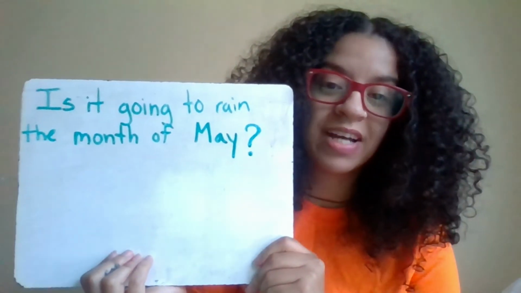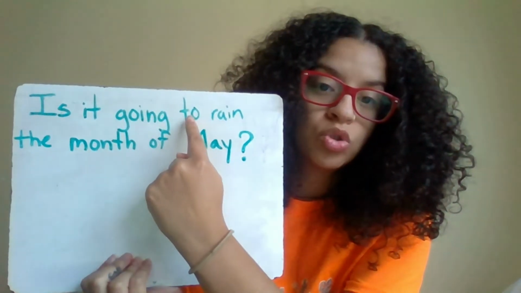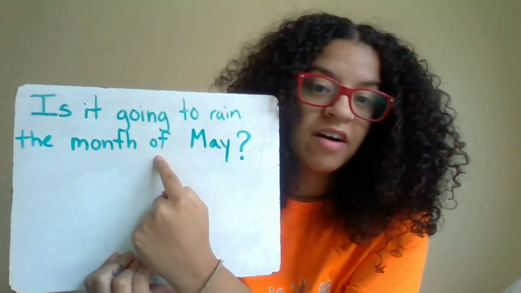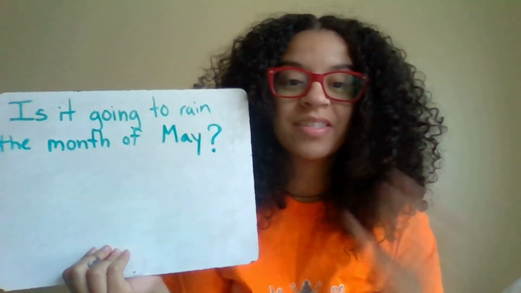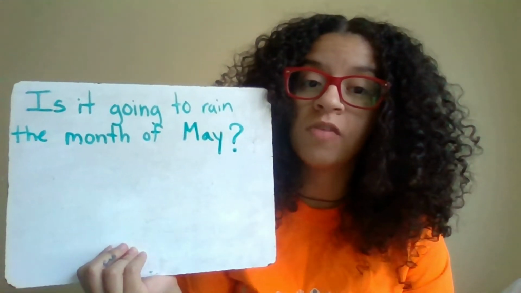Alright, friends, I am done with my sentence. If you are done with yours, you can follow along with me. If you're not done, pause the video, and when you're done, press play and we can go over it together. Ready, friends? If you have: Is it going to rain the month of May? I said I give your brain a kiss. Mwah. You have all 9 words down. Now let's go over our writing habits.